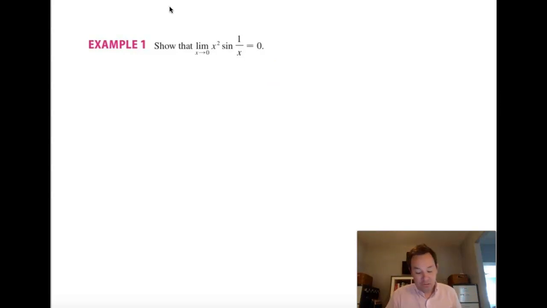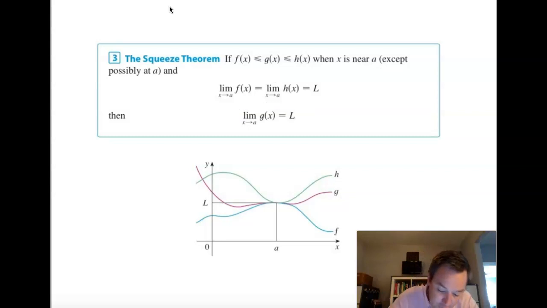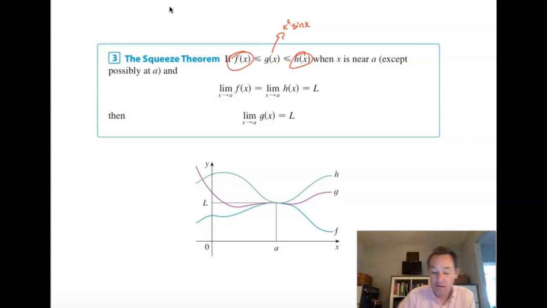So what we want to do is try and use the squeeze theorem here. So we have to establish two other functions that have this relationship with our function. The function we're talking about is the middle function. That's the x squared times sine x. So now we need to try and establish some outer functions that will always have that relationship to x squared sine x. One's always bigger and the other's always smaller.